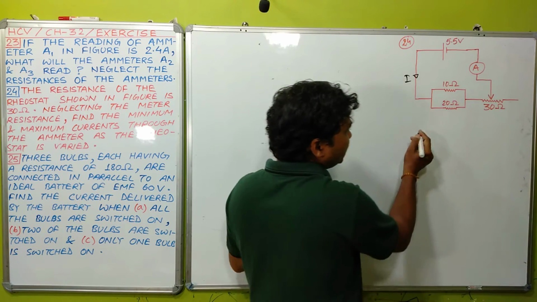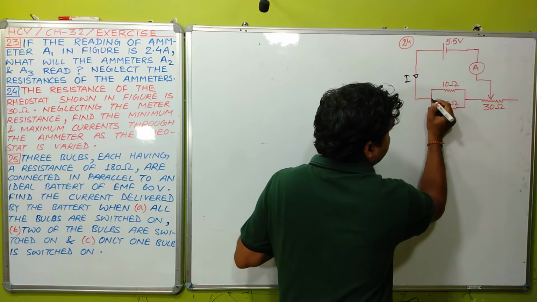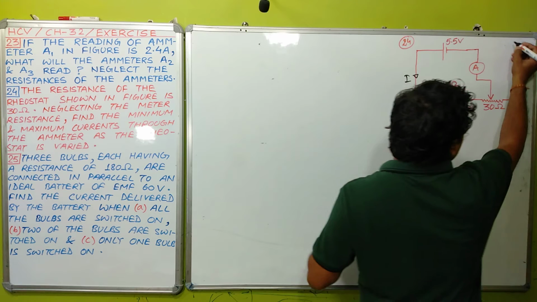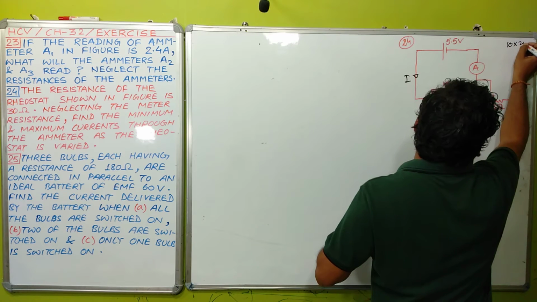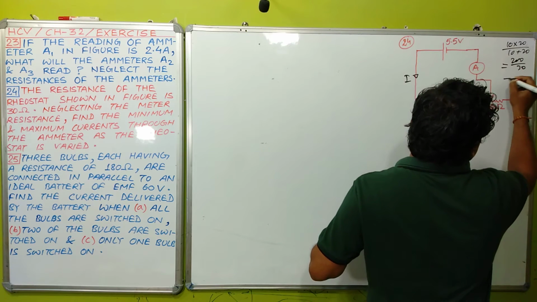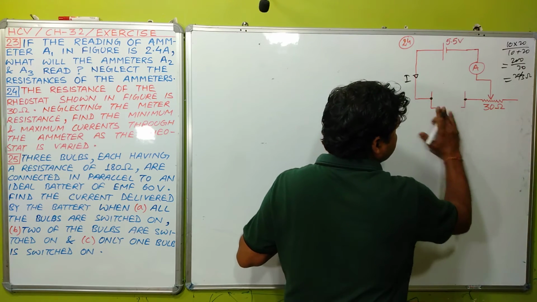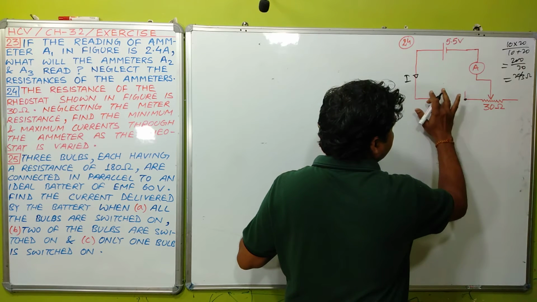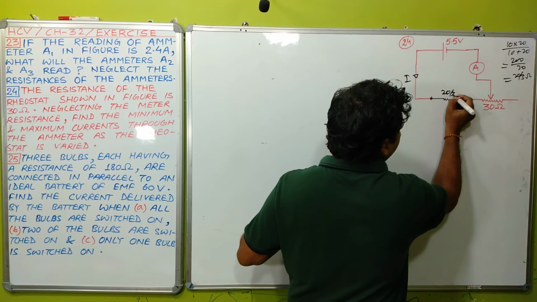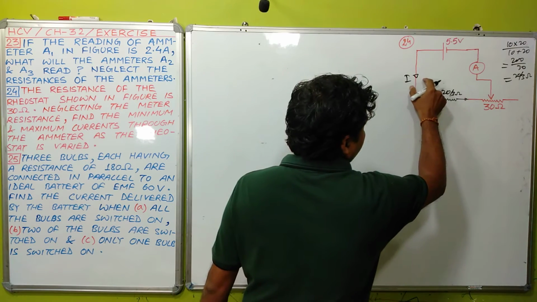Okay, student, we can replace these two resistances which are connected in parallel by a single resistance. These two are connected in parallel. We can write 10 ohm and 20 ohm. Their equivalent will be 10 into 20 divided by 10 plus 20. This becomes 200 by 30, means 20 by 3 ohm. So in place of these two resistances, we can put a single resistor of resistance 20 by 3 ohm. Okay student, now we have to find the maximum and minimum value of this current.